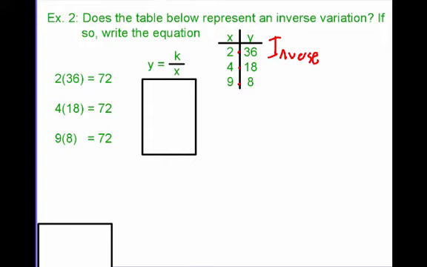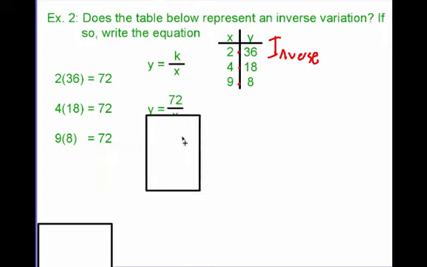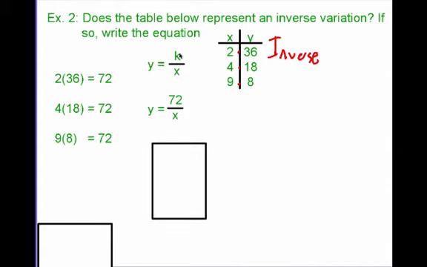We know y is k divided by x, and we figured out that k is 72, so y equals 72 divided by x. That is the equation for this situation right here. Now I could use that if I said, okay, what if x is 72? Then y equals 72 divided by 72, which is 1. I can use these now to figure out all of my different values.